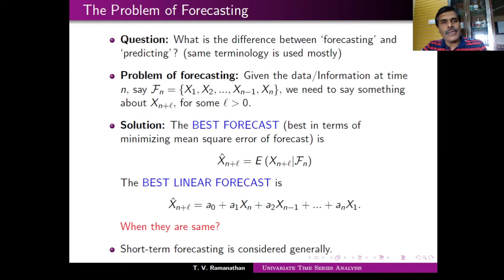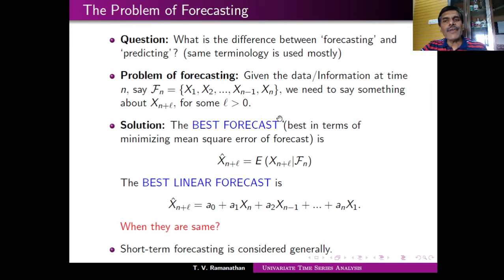So we start with the question, what is the difference between forecasting and predicting? Well, most of the textbooks use the same terminology. I may also use the same terminology, but there is a slight difference between prediction and forecasting. Forecasting basically uses the previous information to say something about the future values, whereas prediction may or may not use it. So many a time the prediction need not use that. Well, we can call the forecasting also as prediction. In that case, both are the same, but otherwise it is not.